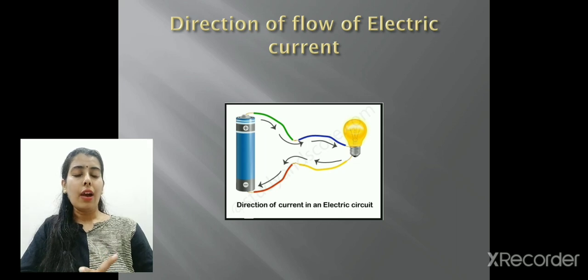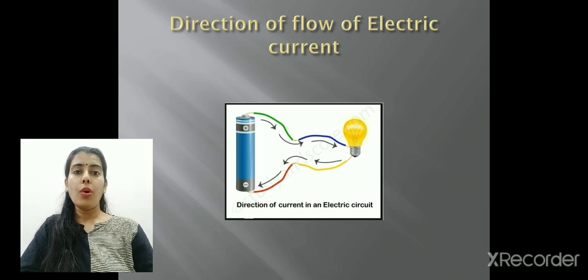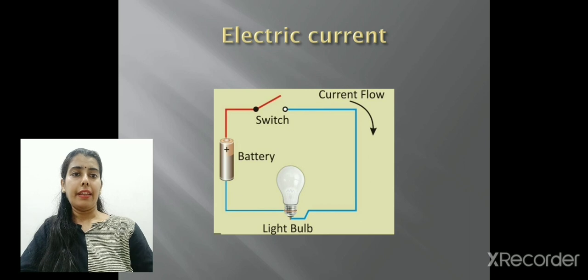Now this is how the current flows in a circuit. Current always flows from the positive terminal towards the negative terminal. In the dry cell, as I told you, the side with the metal cap is the positive terminal. So here you can see in the slide, the current is flowing from positive to negative.